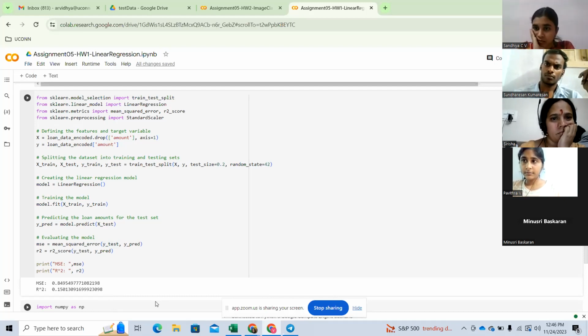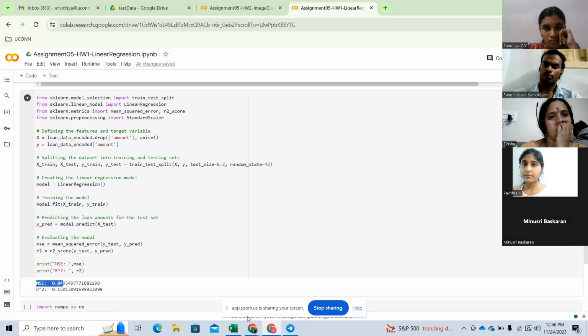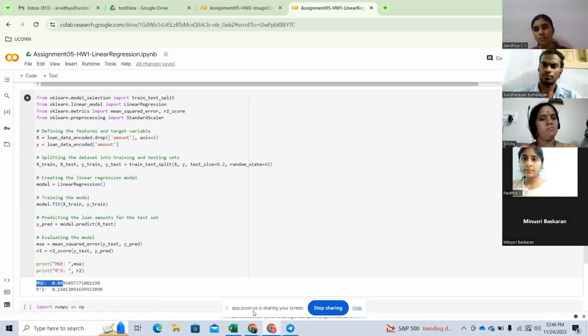Mean squared error. So I'm just trying to understand. Mean squared error would be y minus y hat, assuming y hat is the predicted value, whole square, and divide by the number of data points, correct? Correct. And this is what it is.